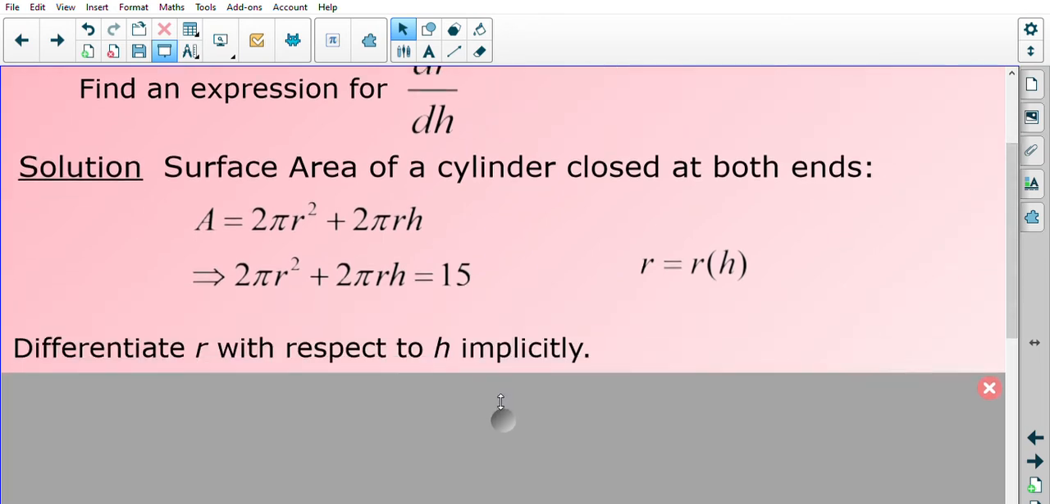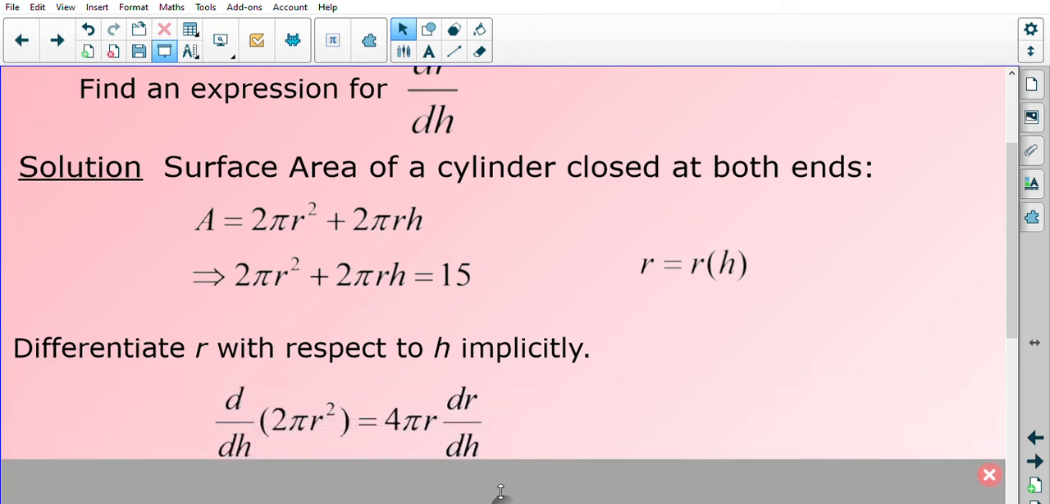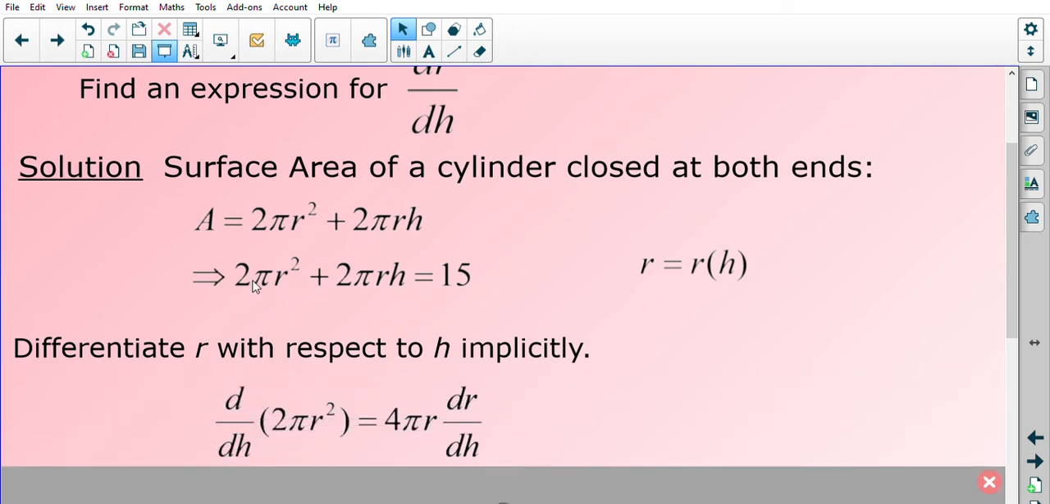What we're going to do is differentiate each aspect with respect to h. If I differentiate the first part, 2 pi r squared, we treat it like the chain rule. We differentiate with respect to r, so the 2 comes down and that'll be 4 pi r. Then, because I'm differentiating r with respect to h and it's a function of h, I have a dr by dh attached to it. So I multiply by dr by dh. That's what I get when I differentiate this part.